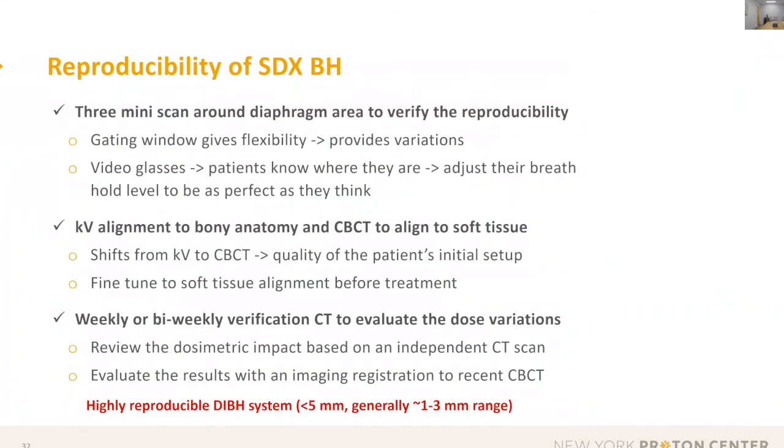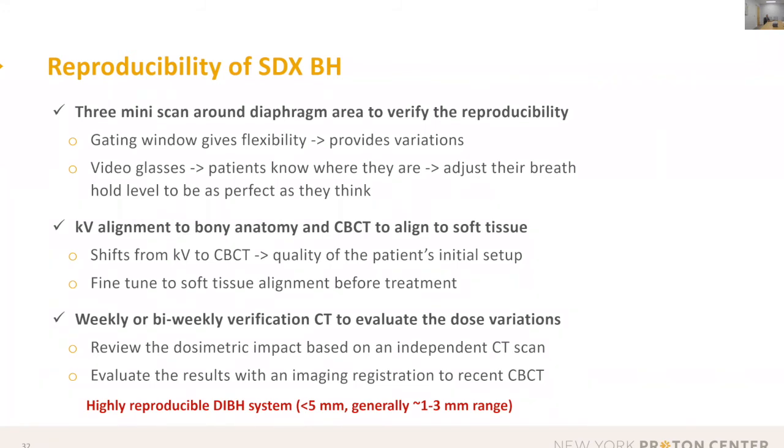Yeah, to summarize, reproducibility is one of the key goals for high quality radiotherapy. And we, especially the physics team, are approaching this goal from different angles. For SDX, this is also a key factor because we assume that the target is relatively static when we treat at DIBH. But really, during the CT scan period of time, you can study this reproducibility through mini scans.